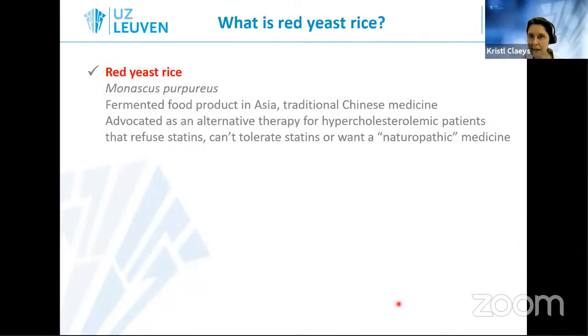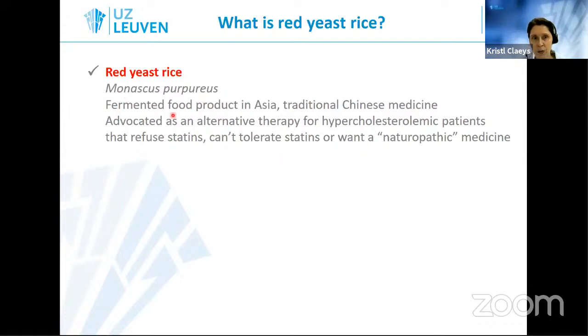Now, what is red yeast rice? It's a fermented food product in Asia, and it is used in traditional Chinese medicine. And it is advocated as an alternative therapy for hypercholesterolemic patients that refuse statins or that cannot tolerate statins, or they want to have something naturopathic.